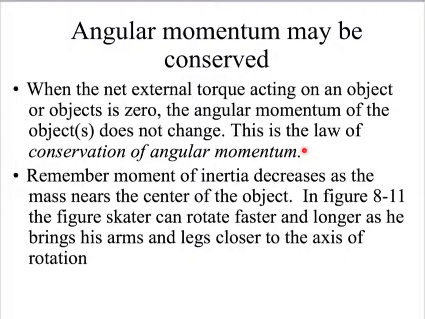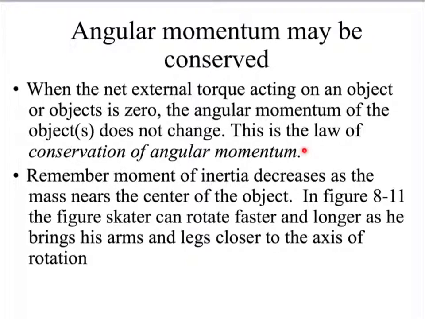Remember, moment of inertia decreases as the mass nears the center of the object. We talked about the bowling ball yesterday and the hollow ball, and how the one with the full sphere would roll down the track quicker because its mass is closer to the center.